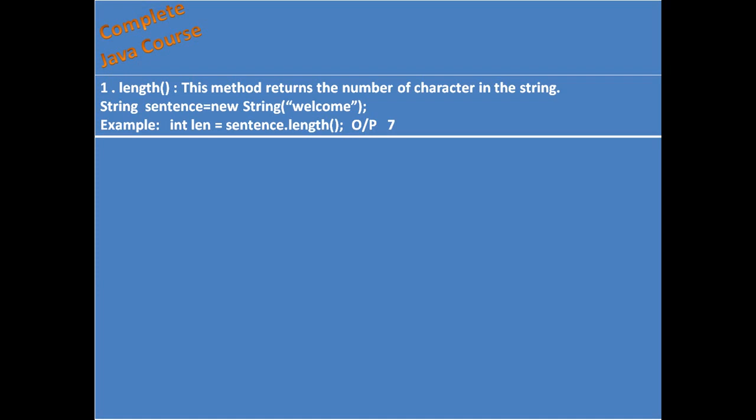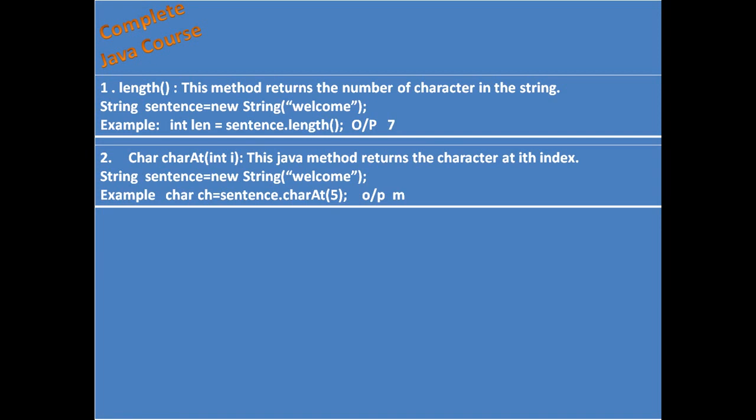Number one is the length method. This method returns the number of characters in the string. String sentence equal to new String welcome. If we call the length method, it will give an integer type result which shows the length of the string, or the number of characters in the string. So the output will be 7.